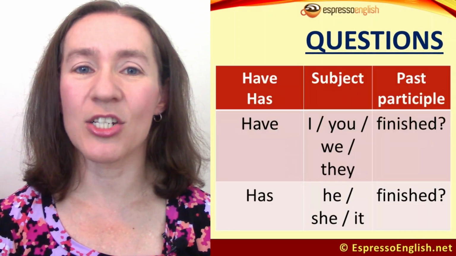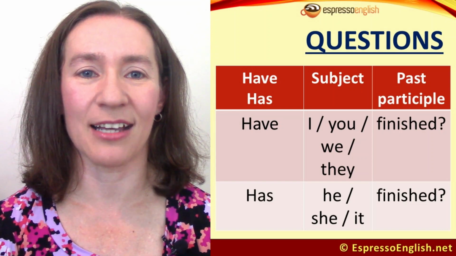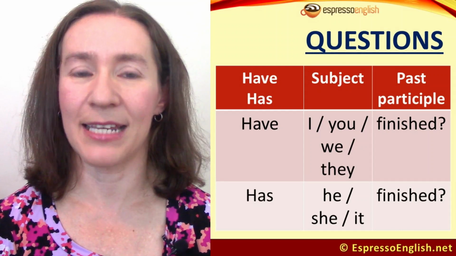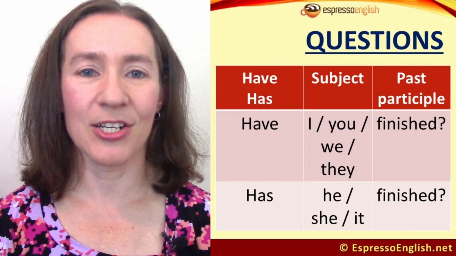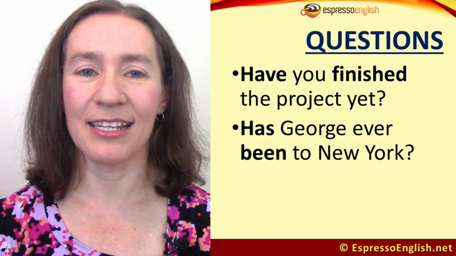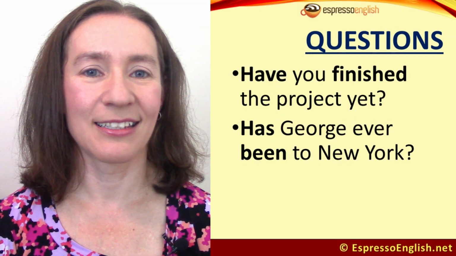And to form questions in the present perfect, have or has goes before the subject. So, have I, you, we, or they finished? Has he, she, or it finished? For example, have you finished the project yet? Has George ever been to New York?